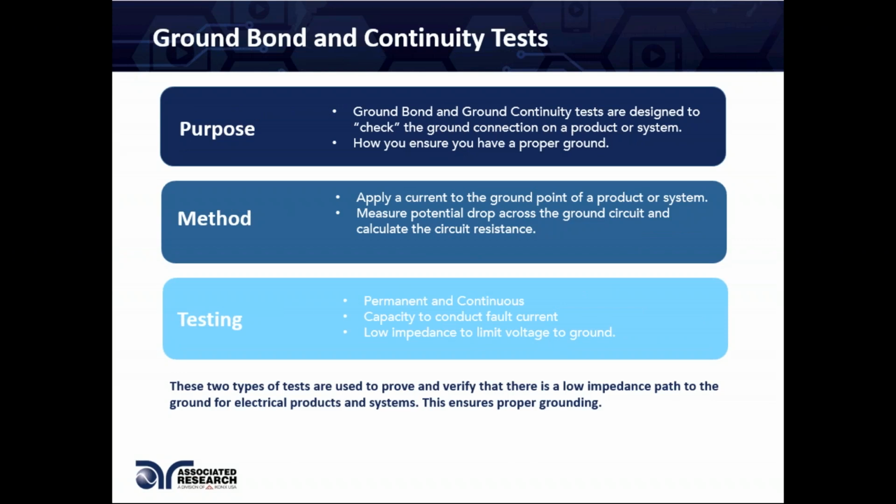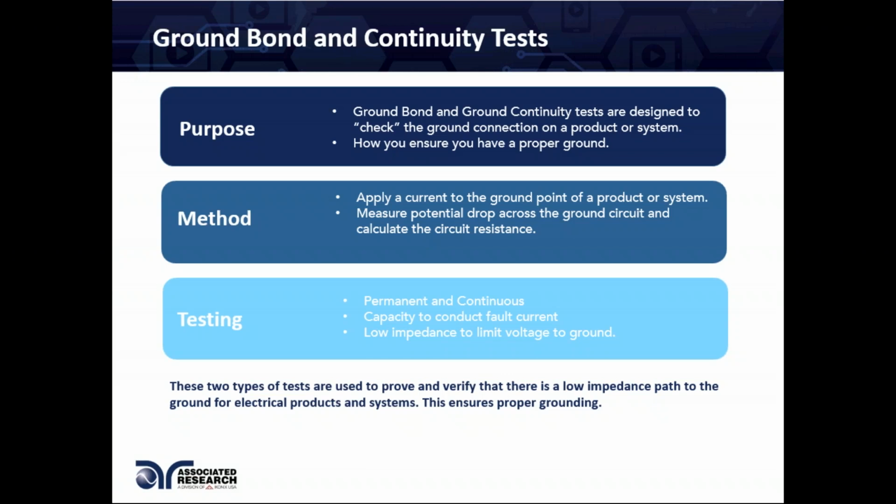So that leads us to the two types of tests that are mostly called out for or required by most of the standards. The first one is a continuity test, the ground continuity test, and the second one is a ground bond test. Both these tests are either used on the same product. You could start with a ground bond test and also perform a ground continuity test, or it could just be a ground bond test, or just simply a continuity test.